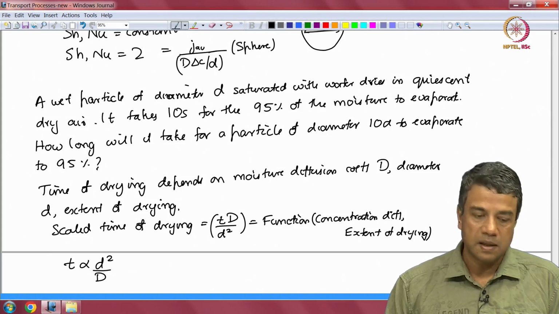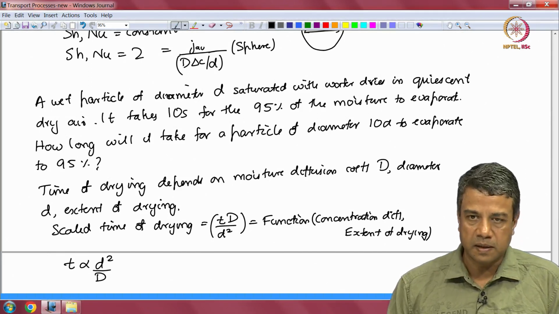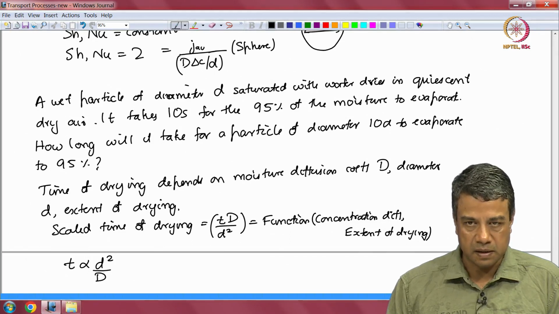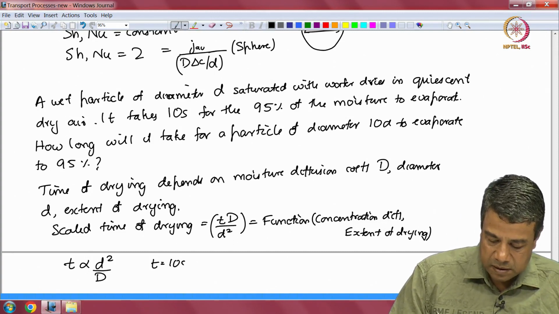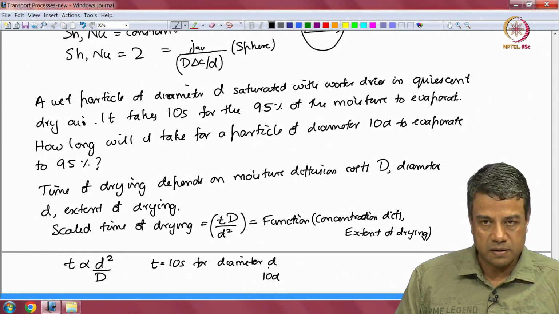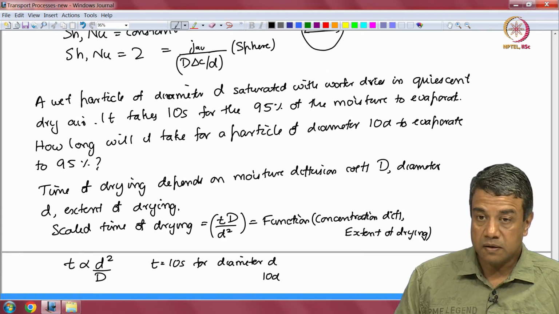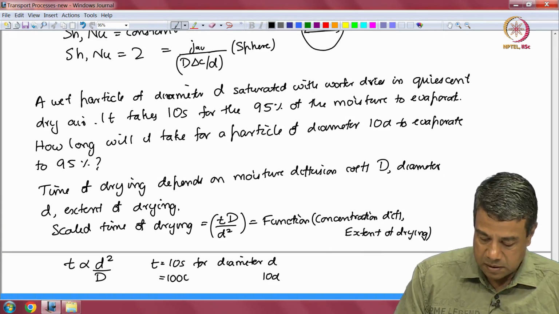But those are kept exactly the same between the small particle and the large particle, the particle of diameter d and the particle of diameter 10 d. So if the time taken for drying is t equal to 10 seconds for diameter d, if I change the diameter to 10 d, it has to go as d square. So it is 10 seconds, the ratio of diameters is 10, the ratio of diameter square is 100. So this has to be 100 times larger.